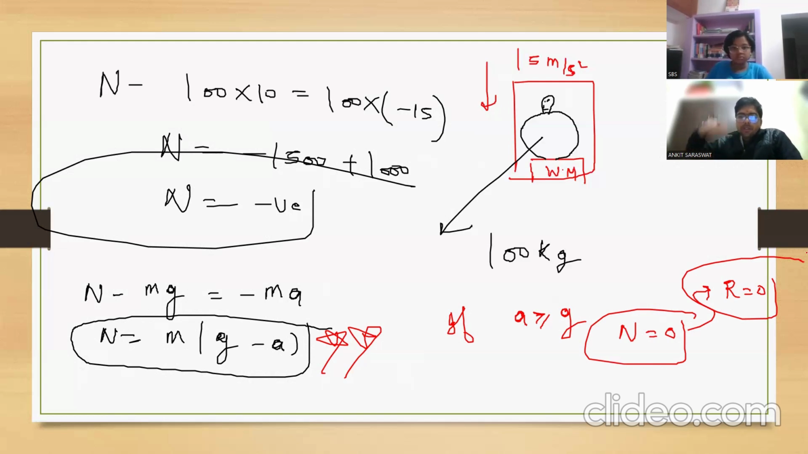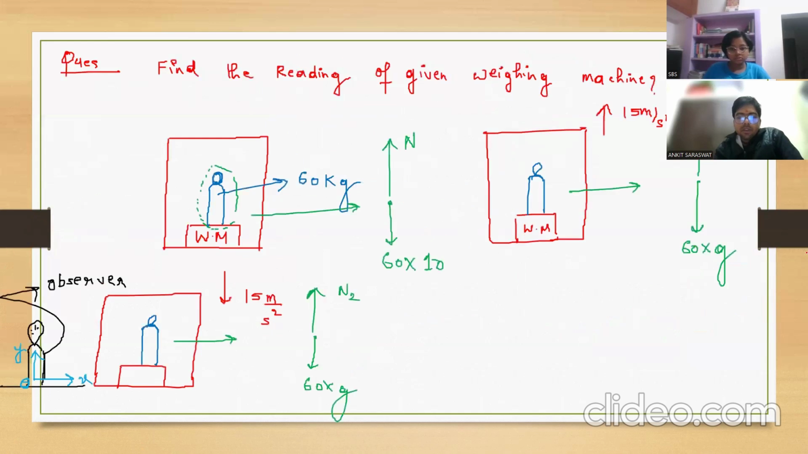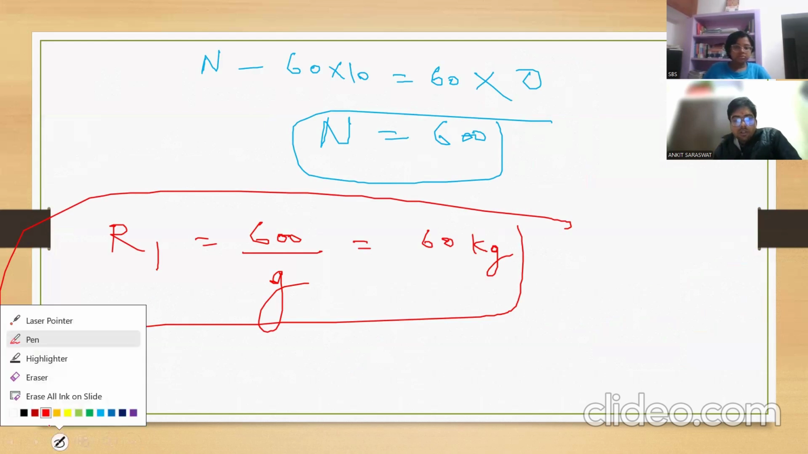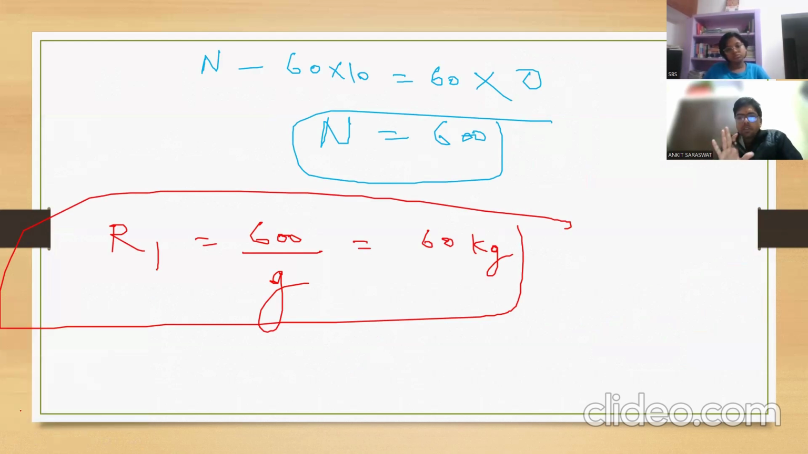You can derive it on your own. If this lift is going up, then n minus mg is equal to plus ma. Then n will increase. If you look at all these examples, in the first case the normal reaction force is 600. This is the true weight. Don't confuse weight and mass here: if you multiply mass by g, it is weight. If you divide normal reaction by g, it becomes mass, 60 kg. So don't confuse mass and weight.